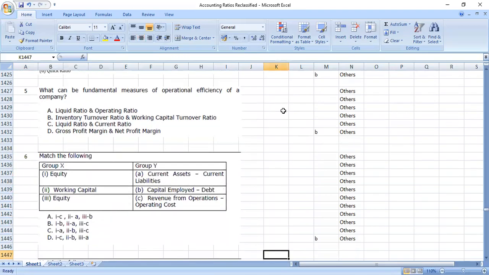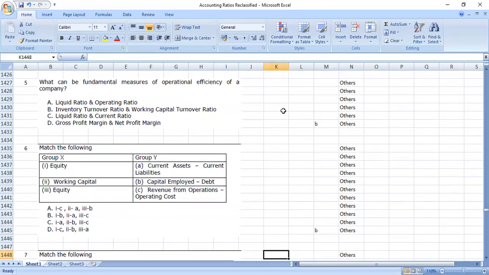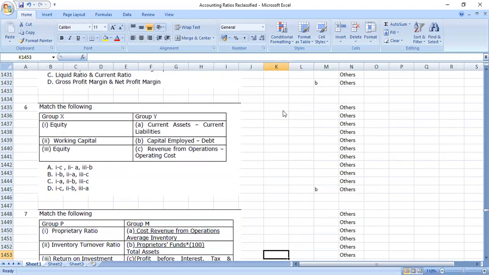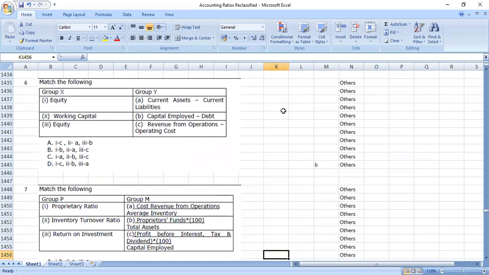What can be the fundamental measures of operational efficiency? Operational efficiency means activity or turnover ratios. So inventory turnover ratio and working capital turnover ratio. Match the following. Equity. Capital employed is equity plus debt. So capital employed minus debt is equity. So in 1B there is only one choice, B for ball, so it will be that. Working capital is current asset minus current liability. 2A equity. The third one is also given as equity.